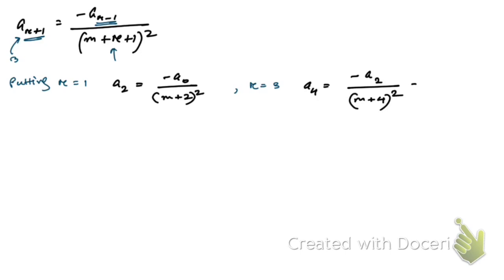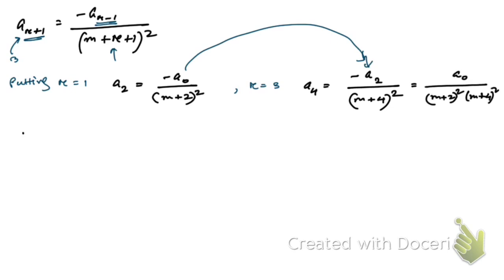Now let us put the value of a2 here, a0, a2. Yes, a2 is equal to minus a0 over m plus 2 whole square. Let us put it here. Doing so, we have got this expression, right? Similarly we will get a6, a8, and so on, right?